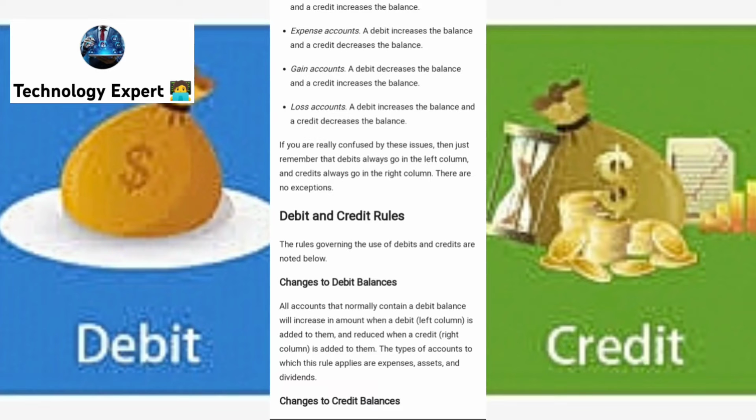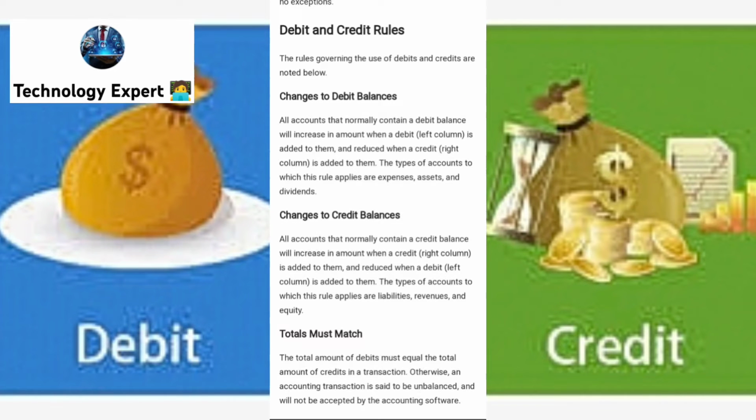If you are really confused about these issues, then just remember that debits always go in the left column and credits always go in the right column. There are no exceptions.